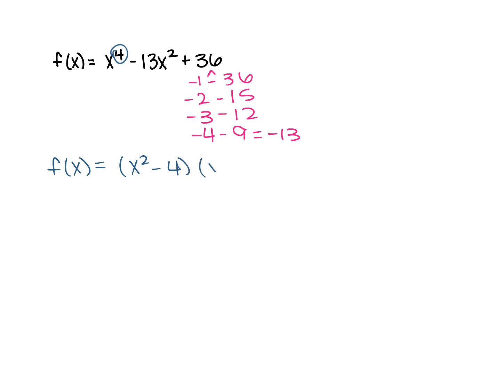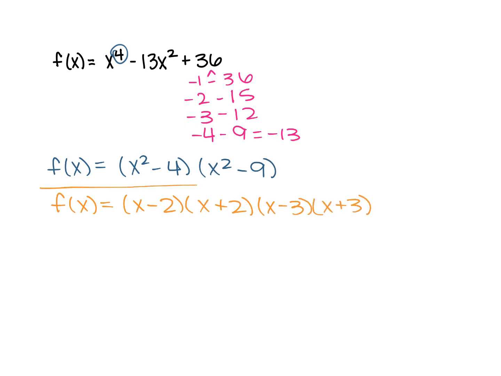Minus 4 and x squared minus 9. Both of these can continue to be factored. Your x squared minus 4 is a difference of squares, so that's going to give you f of x is equal to x minus 2 times x plus 2. The x squared minus 9 is also a difference of squares, so that factors to give you x minus 3 times x plus 3. So these are all completely factored now. Your answer is that f of x is equal to x minus 2 times x plus 2 times x minus 3 times x plus 3.